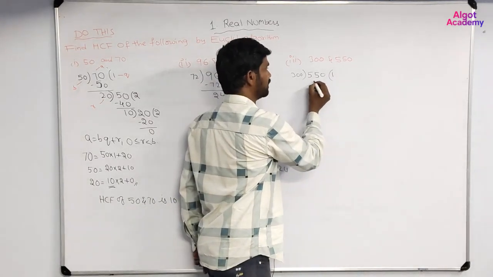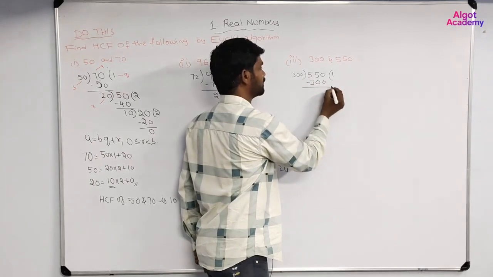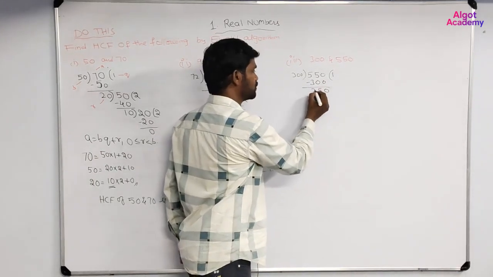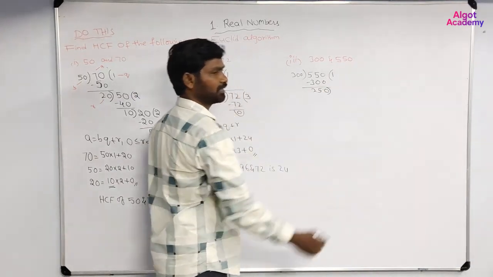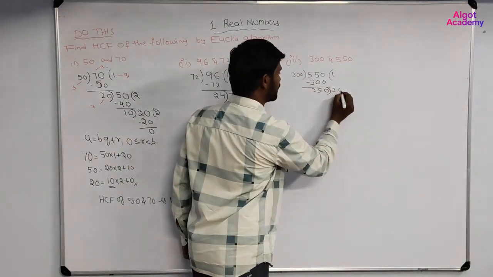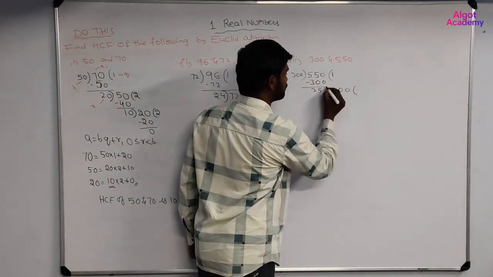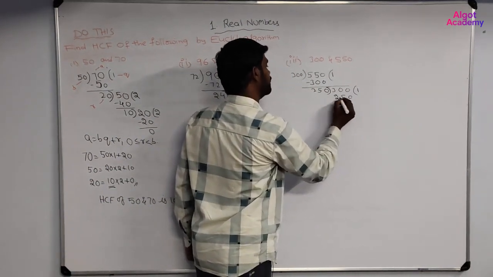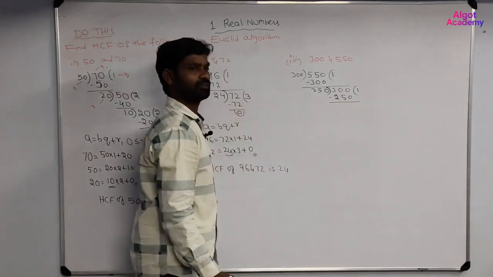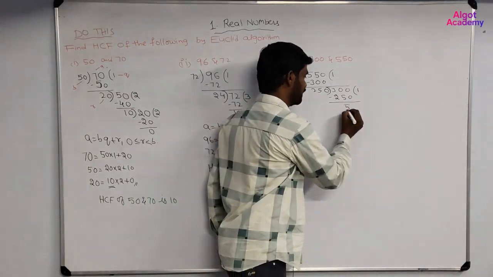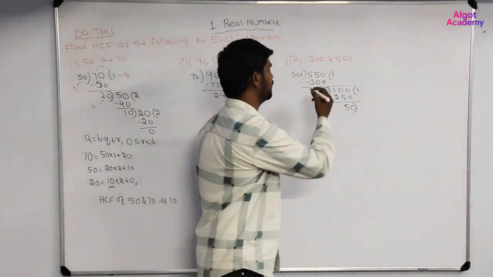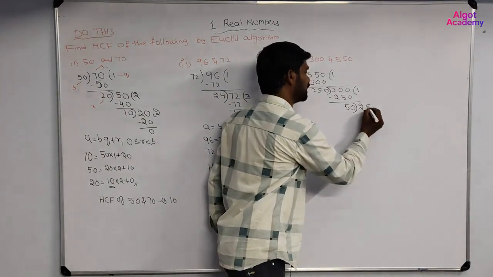300 ones are 300. Subtract it. 0 minus 0, 5 minus 0 is 5, 5 minus 3 is 2. So 250 becomes the divisor and 300 becomes the dividend. 250 ones are 250. 300 minus 250, how much? So it is 50. 50 becomes the divisor and 250 becomes the dividend.